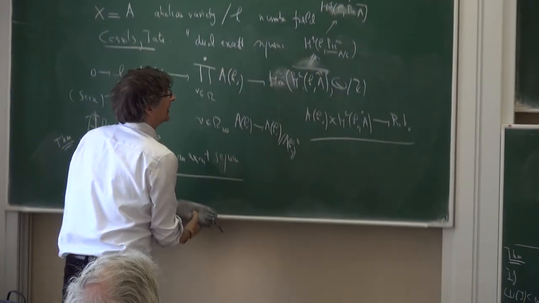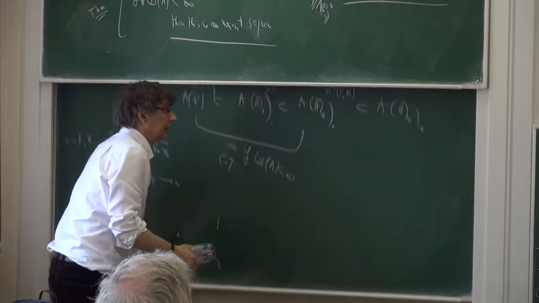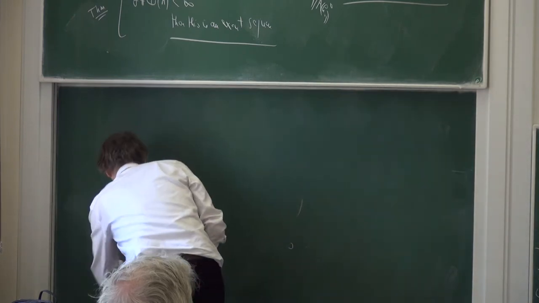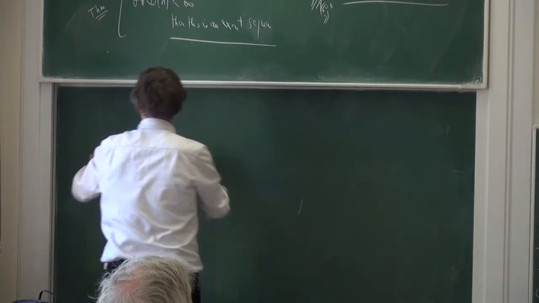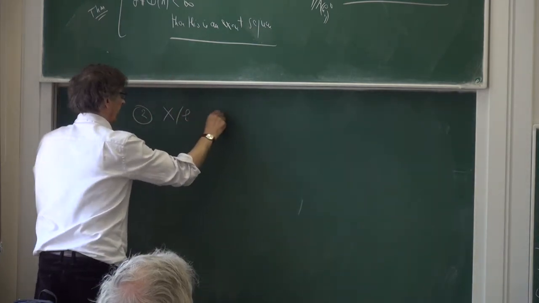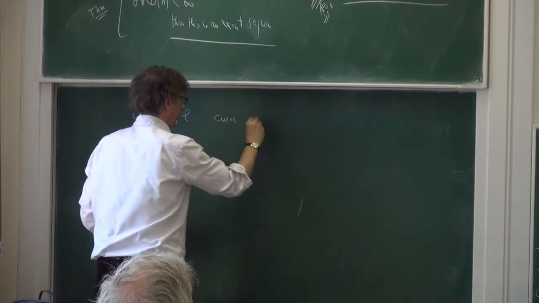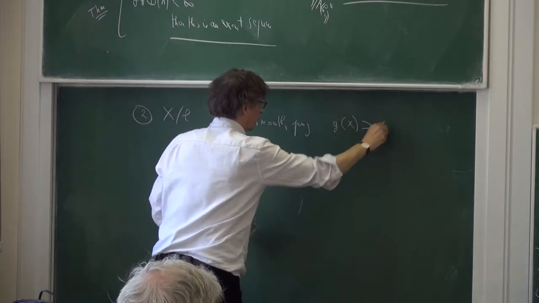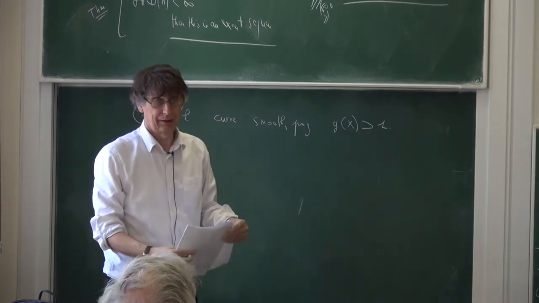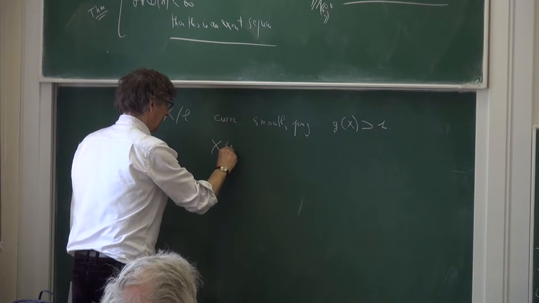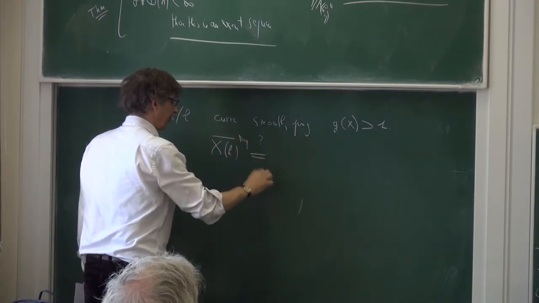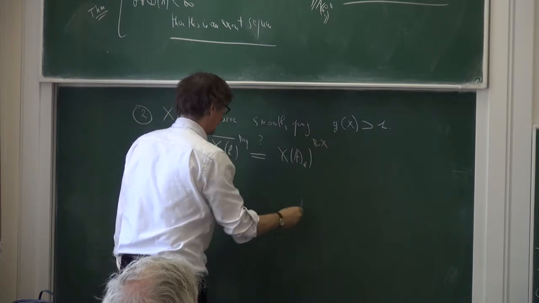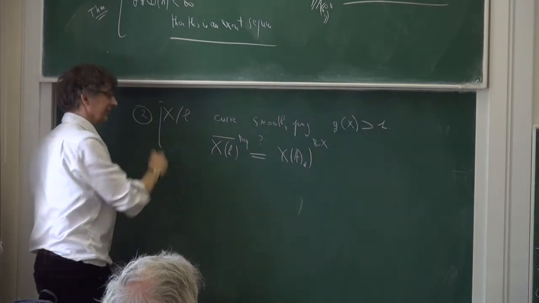Let me erase this one. So, curves of genus bigger than one: smooth projective as usual, and genus of X bigger than one. Now you might say, well, this is a very strange question. Do we have X(A_k)^top equal to X(A_k)^Br(X) divided by Br(k)? What would you say?